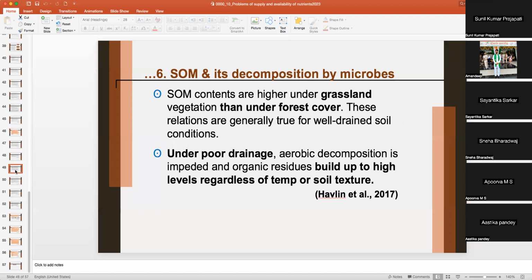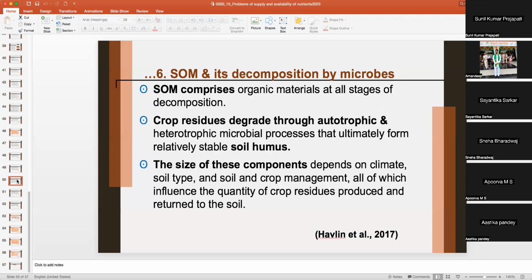Soil organic matter contents are higher under grassland vegetation than under forest cover. These relations are generally true for well-drained soil conditions. Under well-drained soil conditions, your grassland has more organic matter than your forest cover. Can anyone tell me the reason?